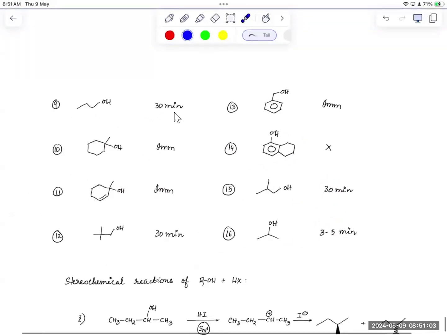Clear, everybody? So this is the question that will be asked to you based on Lucas reagent: which will give immediate turbidity, and which turbidity will take some time. Okay. Clear, everyone? Right. Next.